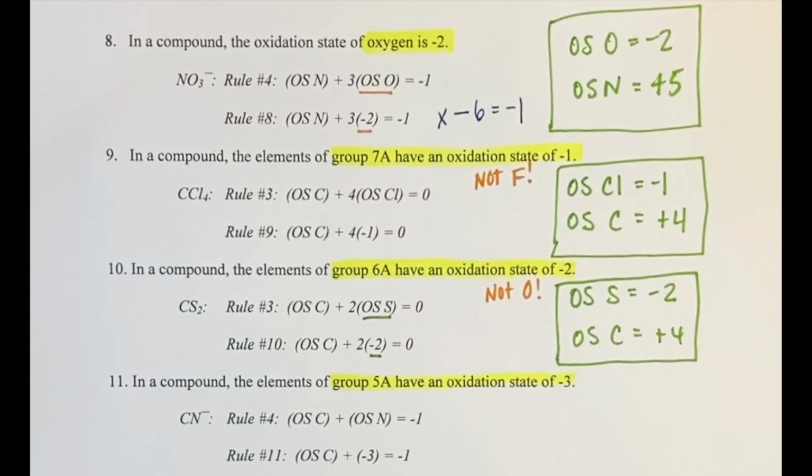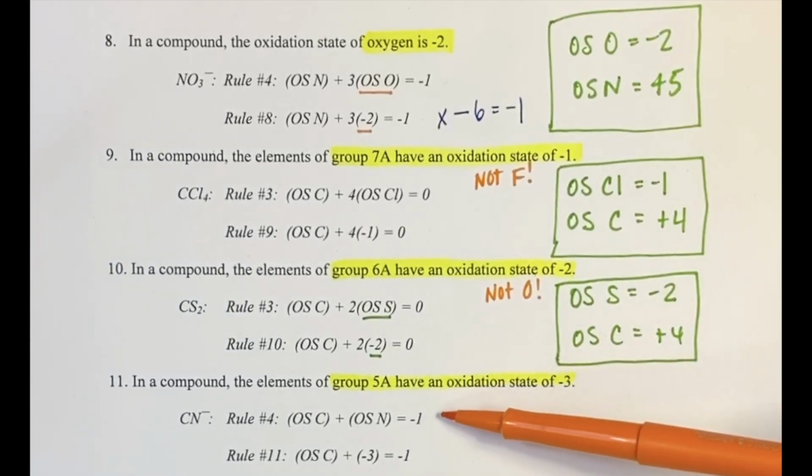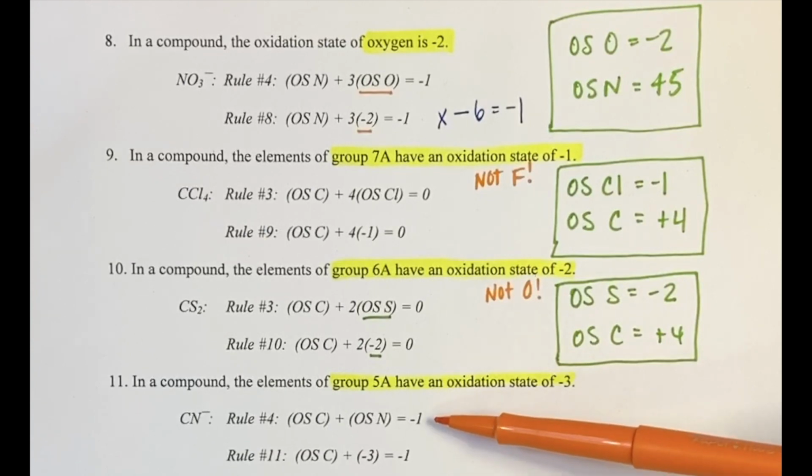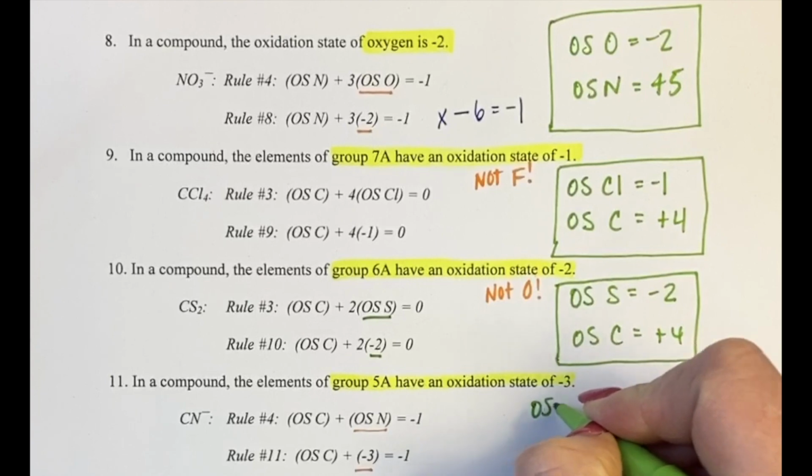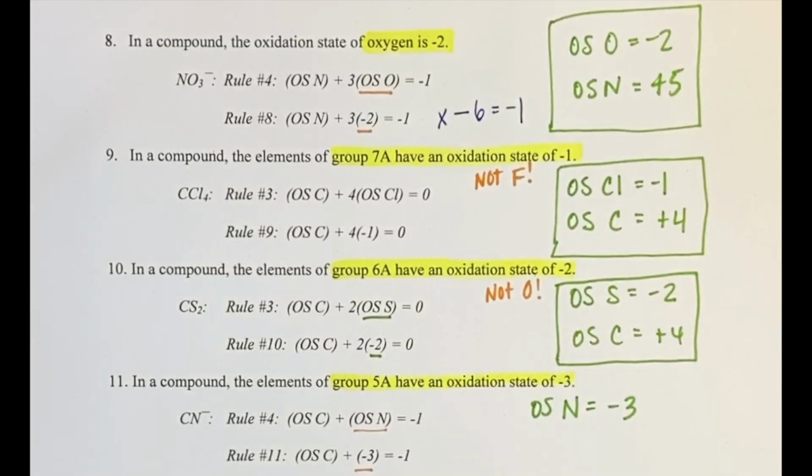cyanide ion. Rule number 4 allows us to write the equation for a polyatomic ion. So that will be the oxidation state of the carbon plus the oxidation state of the nitrogen will be equal to a -1. Rule number 11 allows me now to substitute in for the oxidation state of the nitrogen. I know from rule 11 that the oxidation state of the nitrogen will be -3. I can then solve the equation and know that the oxidation state of the carbon is going to be equal to a +2.